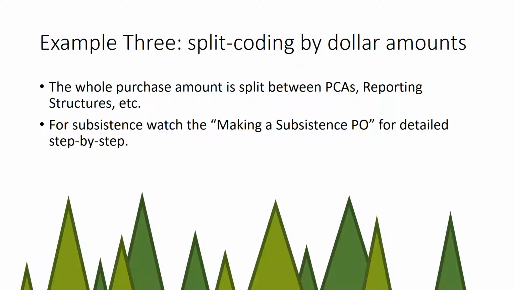Okay, enough of the easy stuff. Example 3, split coding by dollar amounts. How do you split a purchase when you're taking the whole dollar amount of the entire transaction and say charging off $100 of it to this PCA, $50 to another PCA? It's not being split by item, but by dollar amount. This process is a bit harder. If you're doing it with subsistence, go check out the Making a Subsistence Purchase Order video where I go through it step by step just for food. That's a little bit easier because there's no taxes involved.